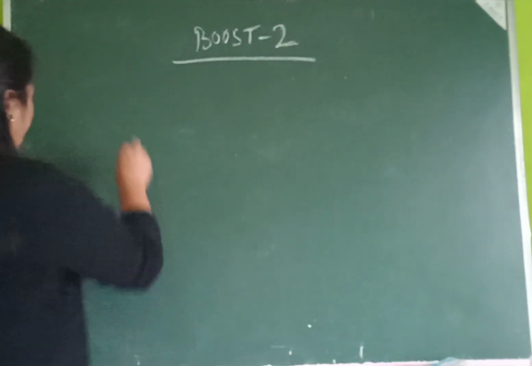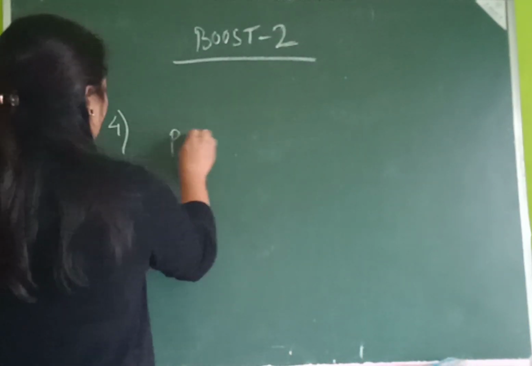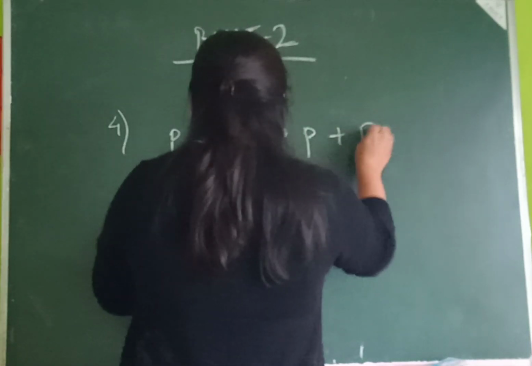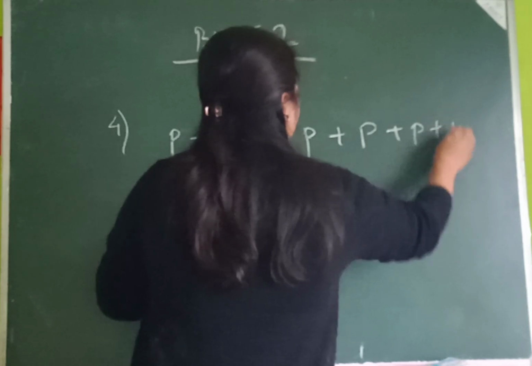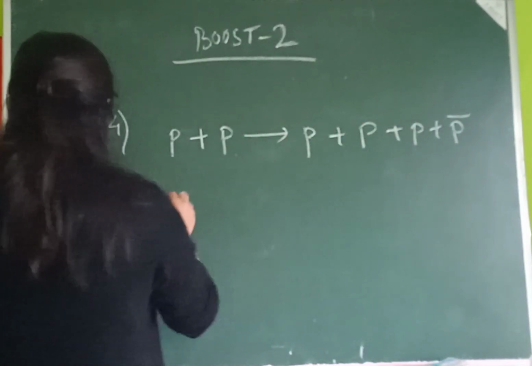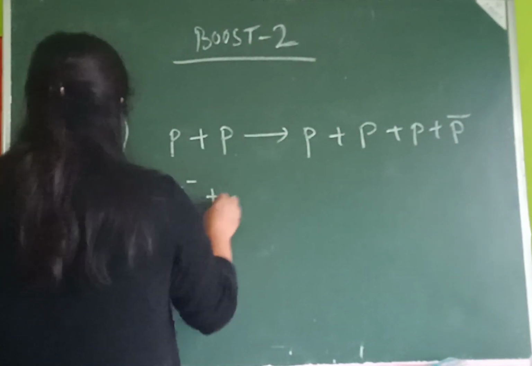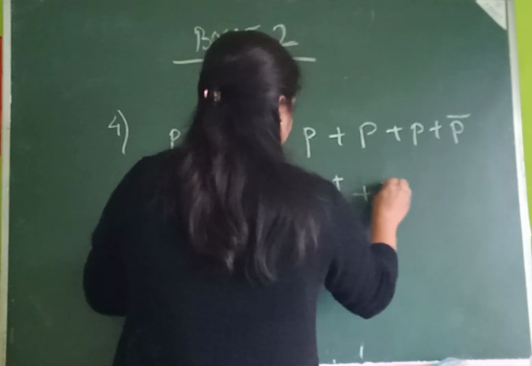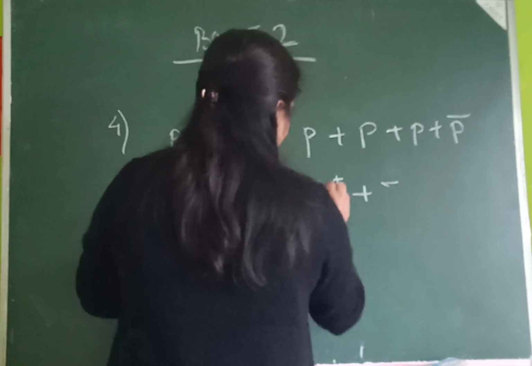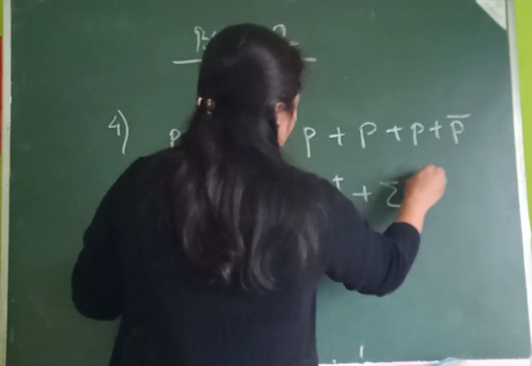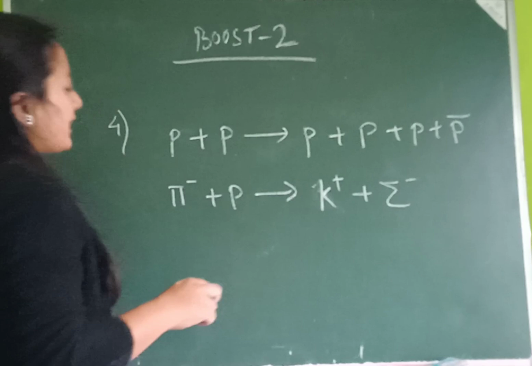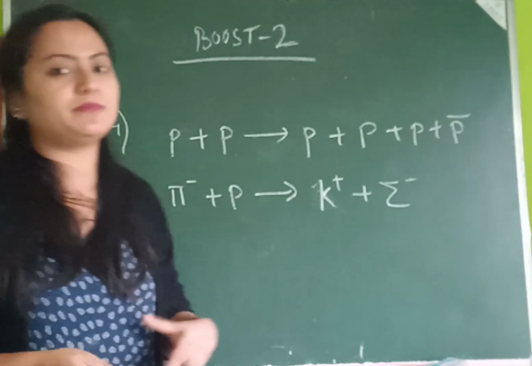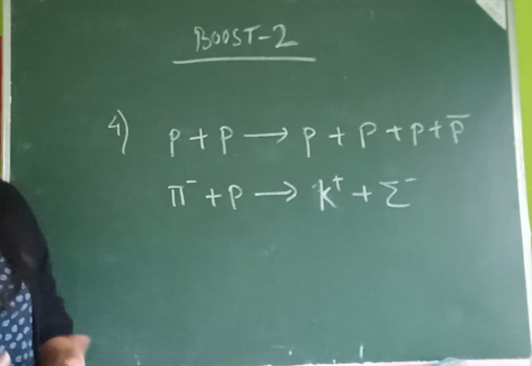Now you have question number 4, which is you have to identify the type of interactions. It's K plus first. Here what you have to do is identify the type of interaction, meaning whether it's strong, weak or electromagnetic.